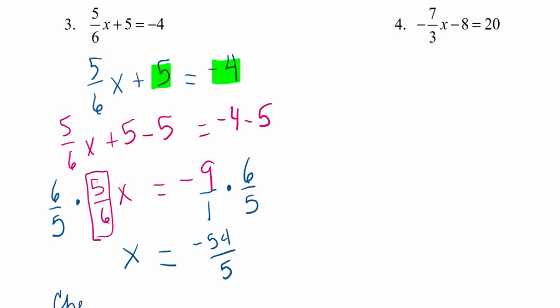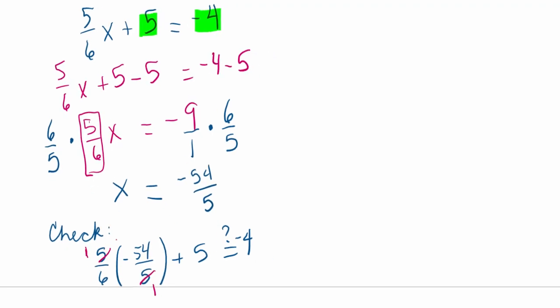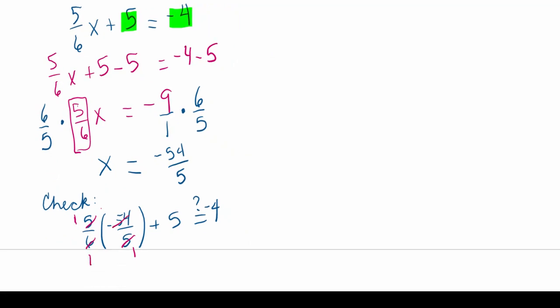All right, so you don't have to shy away from checking these. You have 5/6 times negative 54 over 5 plus 5. Does that equal negative 4? And luckily here you can see that we can do some simplifying, some reducing. The 5s cancel, and the 6 does go into the negative 54 negative 9 times, and negative 9 plus 5 is negative 4. So that checks. So this negative 54 over 5, that's our solution.